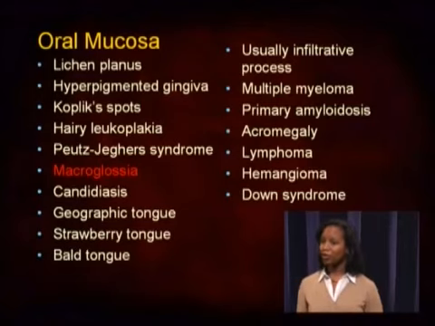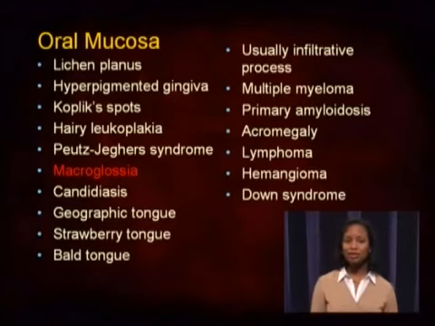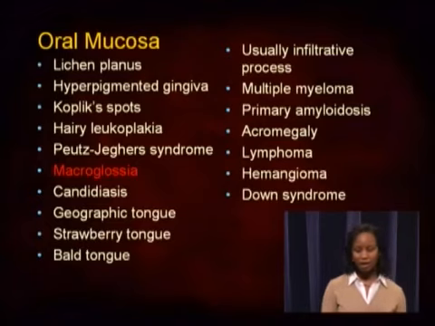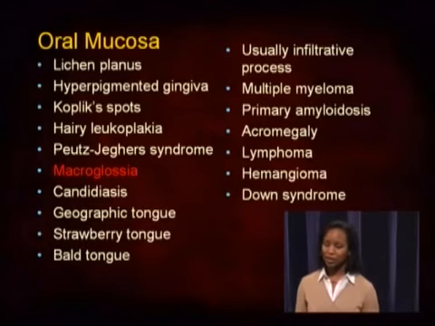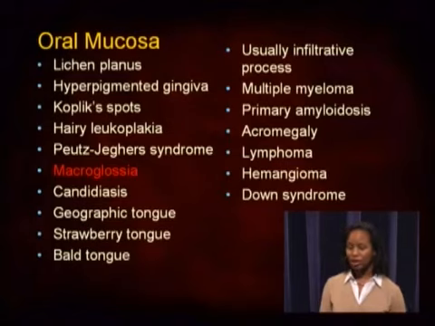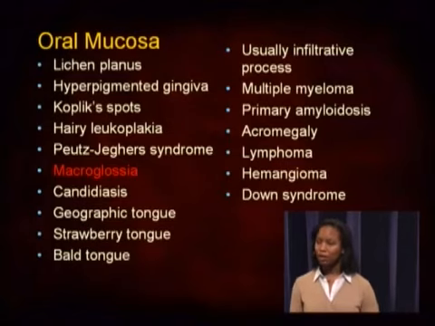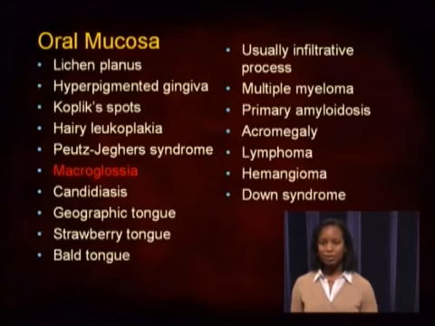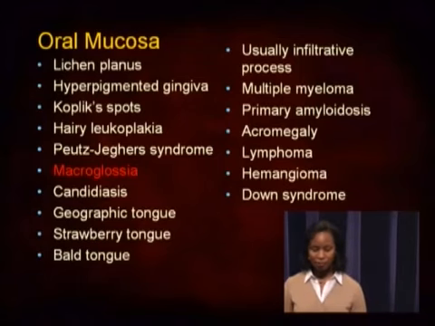When you think of macroglossia or an increased tongue size, it's important to think about things that might be infiltrating the tongue, and you can see some examples of things that can do that here. In particular, amyloid, acromegaly, so the normal tissue of the tongue getting larger, lymphoma, and hemangioma, and patients with Down syndrome sometimes have macroglossia as well.